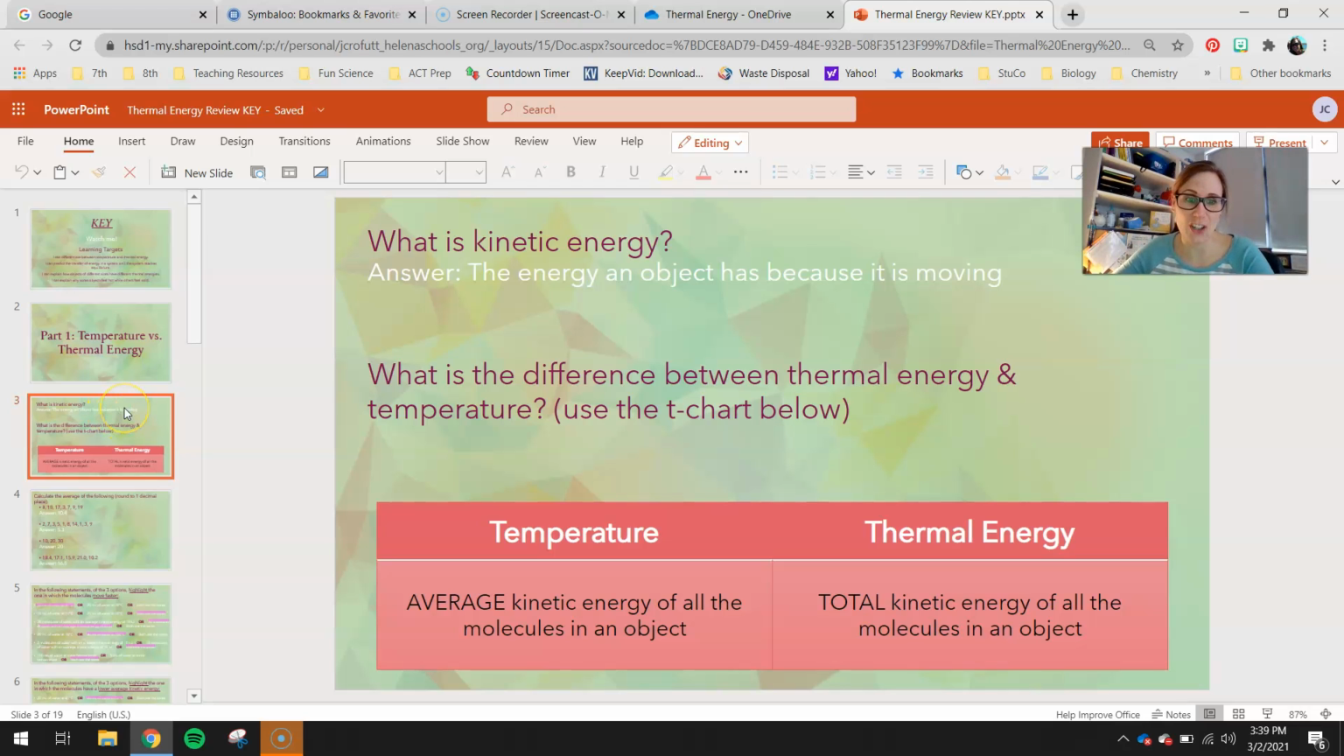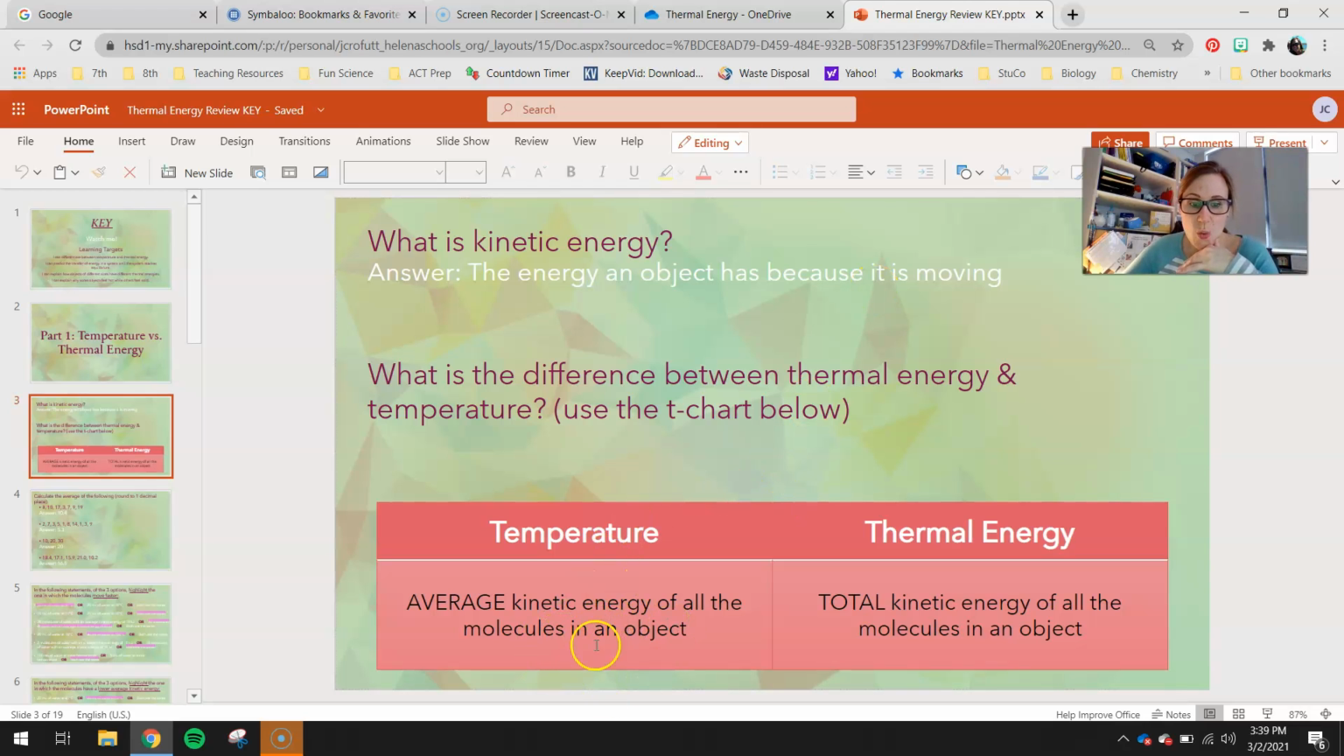Okay, so what is kinetic energy? It's the energy an object has because it's moving. Remember, when we look at temperature and molecules, the higher the temperature, the higher their average kinetic energy, meaning that those molecules in that object or that sample are moving a lot faster. All right, what is the difference between thermal energy and temperature?